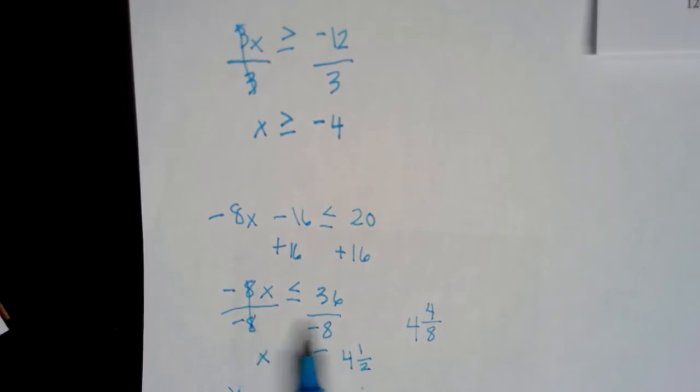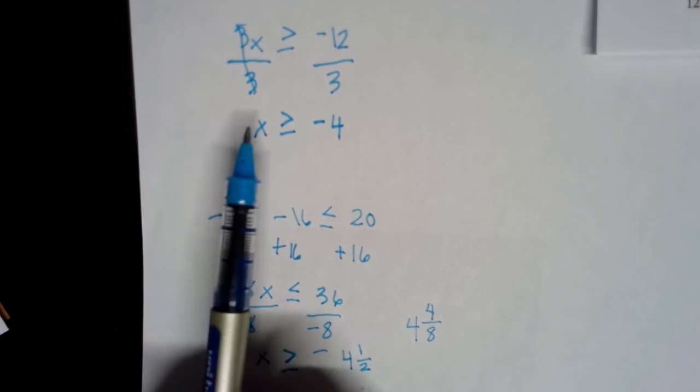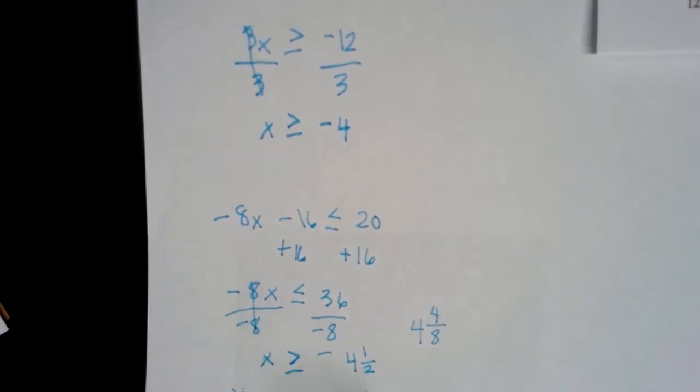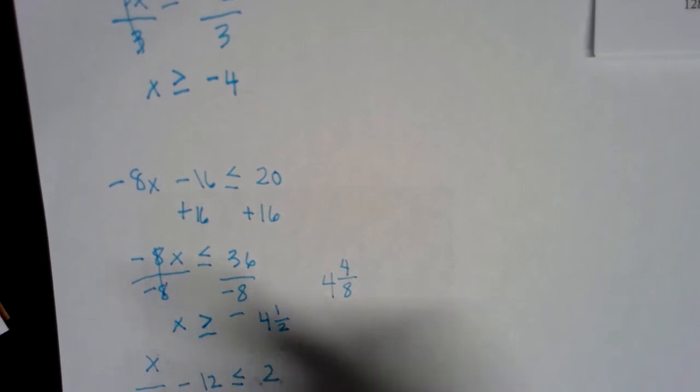When you divide by a negative number, you have to turn this around. You have to flip it. It has to go this way. This is only when you divide by a negative on inequalities. If you divide by a positive, you don't have to do a thing. If you add or subtract, you don't have to do a thing. If you divide by a negative number, you have to flip the sign.